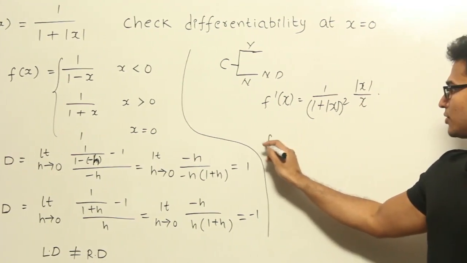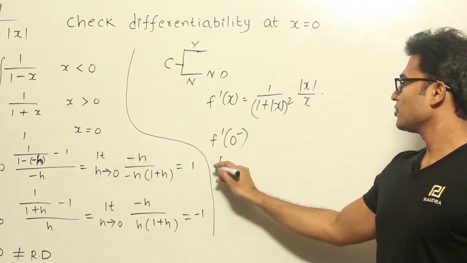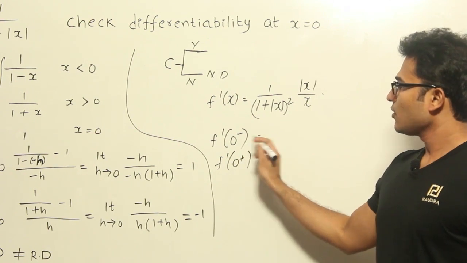Now find out the left derivative and right derivative. So left derivative means f dash of 0 minus. Right derivative means f dash of 0 plus. Now what does it mean?